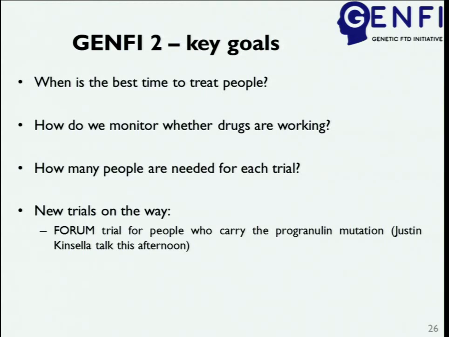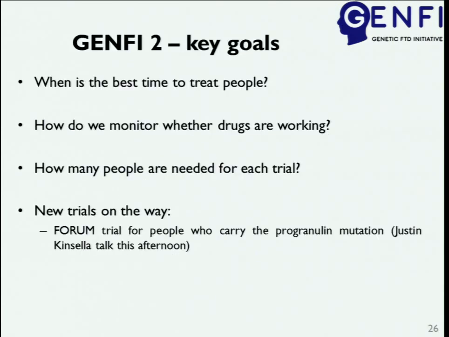The particular trial that Justin is going to focus on, I think, is a trial from Forum Pharmaceuticals, and that's specifically for people with a progranulin mutation. Unfortunately, so far they've said that you can only be in the study if you know that you carry the mutation, so they are going to include people who are symptomatic and also pre-symptomatic. But I shouldn't preempt Justin's talk, otherwise he'll have nothing to talk about.